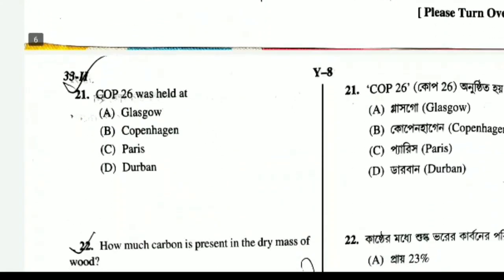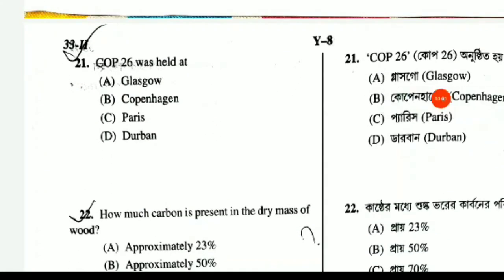Let's move to question number 21. COP26, that is Conference of Parties 26, was held at which of the following places? You should be aware of these things, and you can join our Instagram page for current affairs. So here for question 21, the answer will be option number A. COP26 was held in Glasgow.